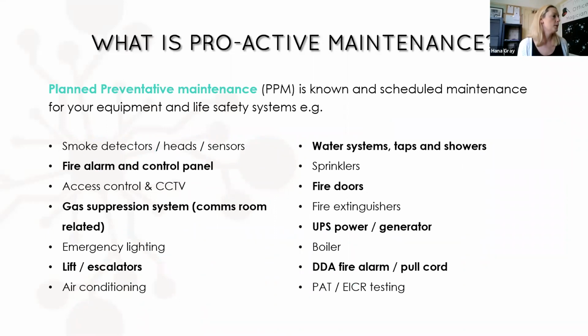So what is proactive maintenance? PPM is planned preventative maintenance. So anything that's really scheduled in advance, probably plotted throughout the year, for regular maintenance at regular intervals to be looked at, particularly again for things like your life safety equipment. So it might be that your smoke heads need testing every 6 months, for example. Your fire alarm and control panel, you should be doing weekly tests, or your building should be doing weekly tests on your fire alarm system and looking at the control panel. So that's a legislative requirement coming in there.